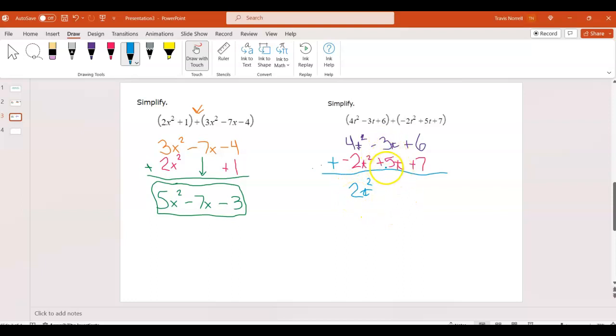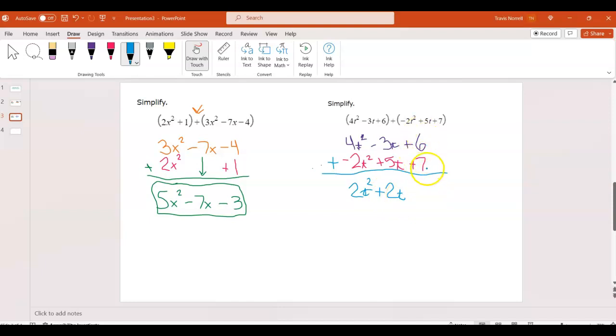Negative 3t plus positive 5t. Signs are different, so again we're going to subtract. 5 minus 3 is 2. Take the sign of the bigger number, that's going to be positive, so that'll be plus 2t.